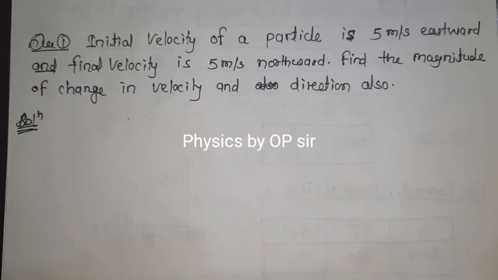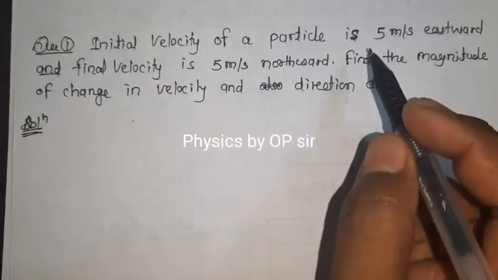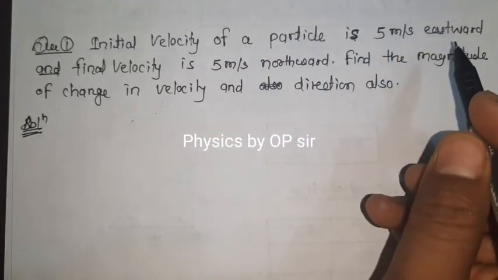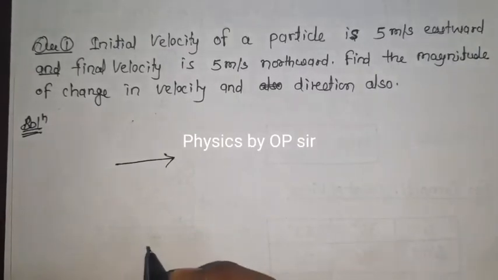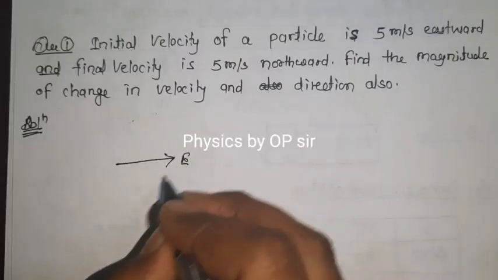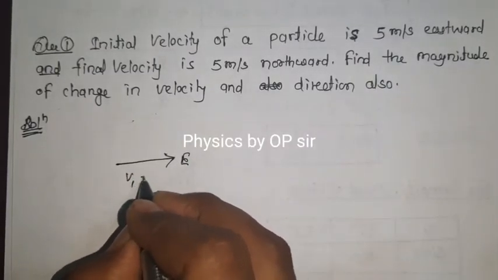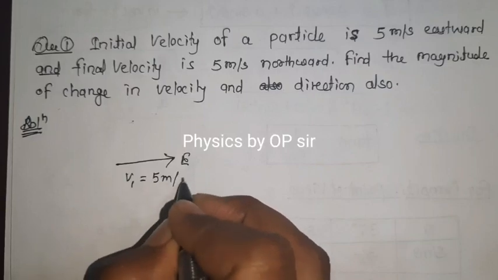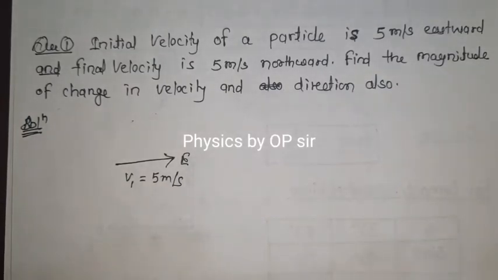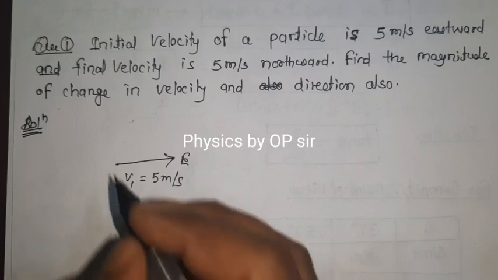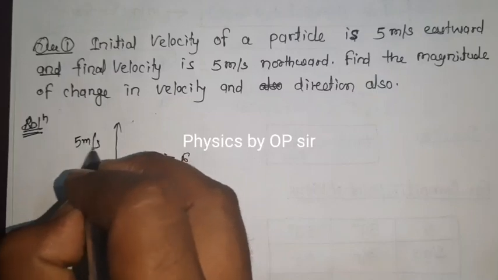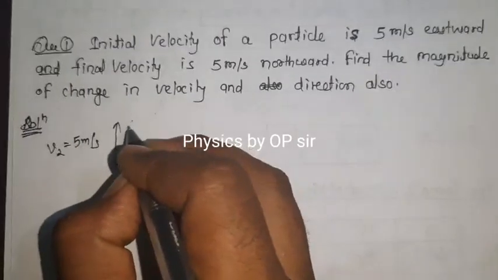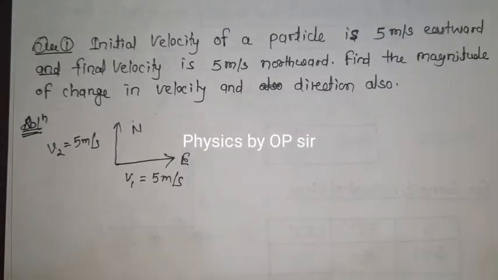First of all, we will read the question carefully. In the question, what is given to you? Initial velocity of the particle is 5 meter per second in the eastward direction. So first of all, you should draw eastward. In the eastward direction, velocity v1 is 5 meter per second. Then the second velocity given to you is again 5 meter per second, but now in the northward direction.